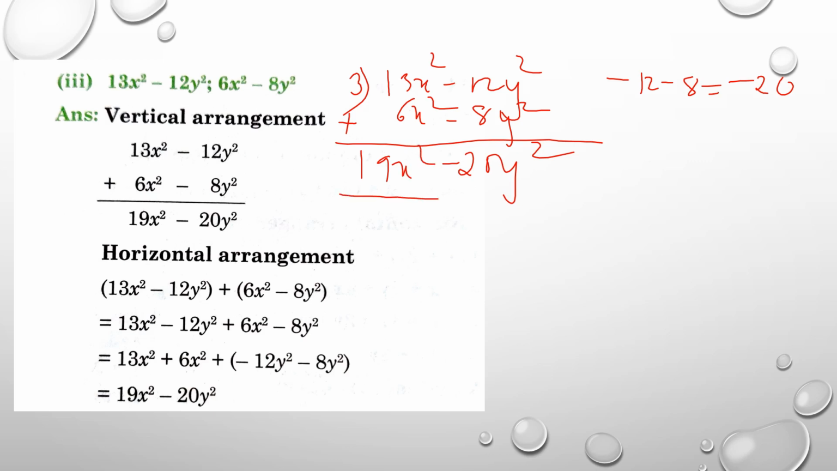Now let's do by horizontal method. 13x square minus 12y square plus 6x square minus 8y square.